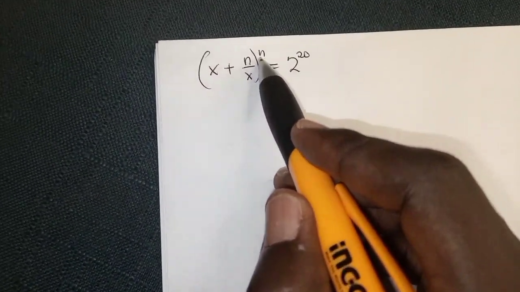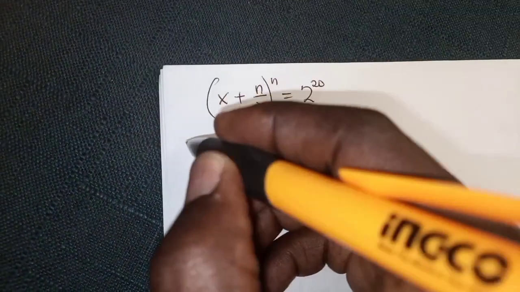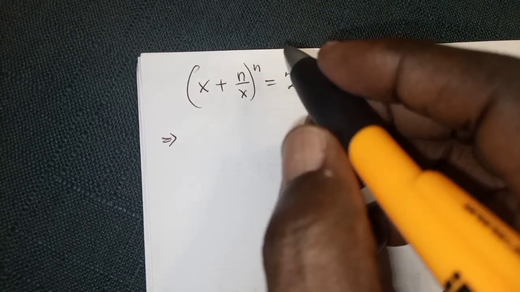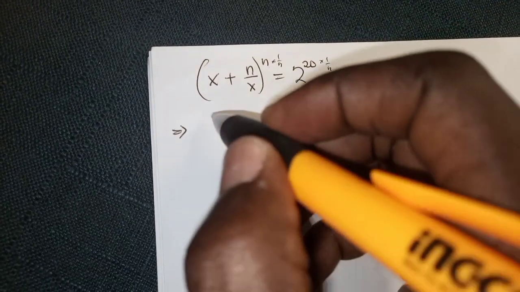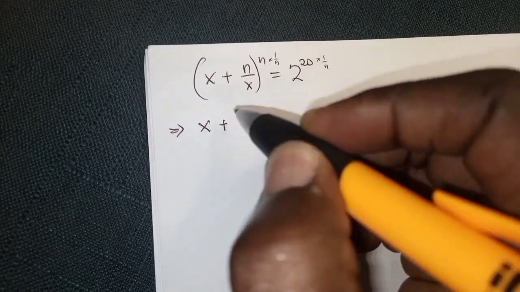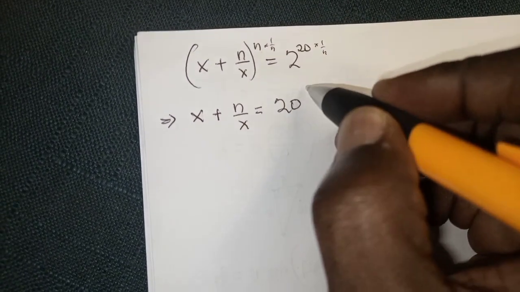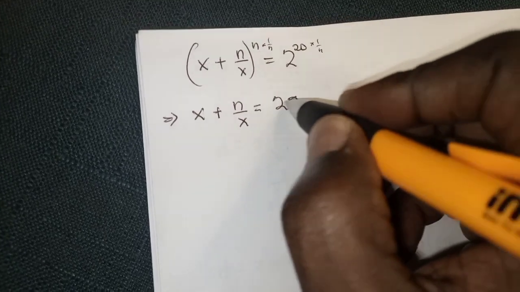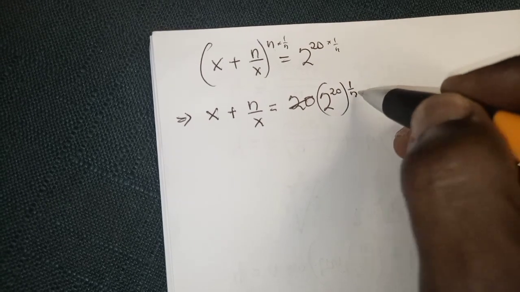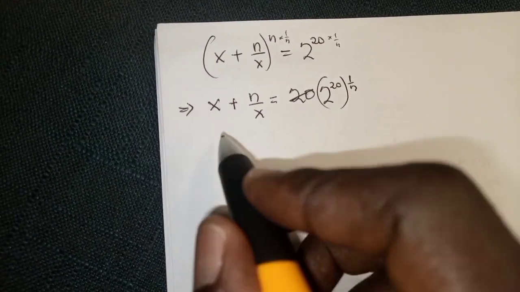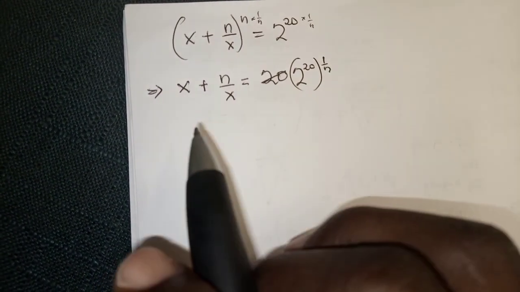In order to clear the exponent n, we take the reciprocal of n, which is 1 on n, to both sides. So we multiply here by 1 on n, and the same thing here too by 1 on n. So we'll be having x plus n on x equals, oh sorry, not 20, 2 exponent 20, exponent 1 on n.